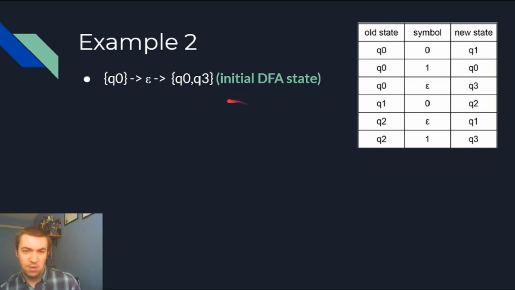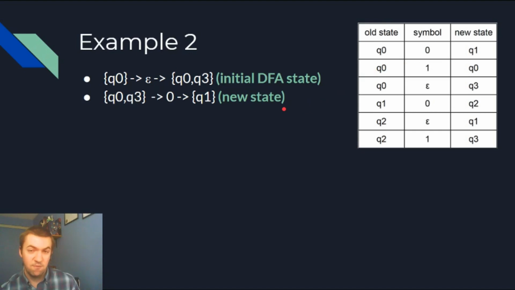Next, let's look at what we can do if we're actually passing some input through the states Q0 or Q3. Suppose we pass it a 0. Well, Q3 doesn't show up on our table, so there's nowhere we can really go from there. But if we pass 0 to the state Q0, that ends us up in Q1. So this is a new state we haven't seen before, so we're going to add this to our DFA.